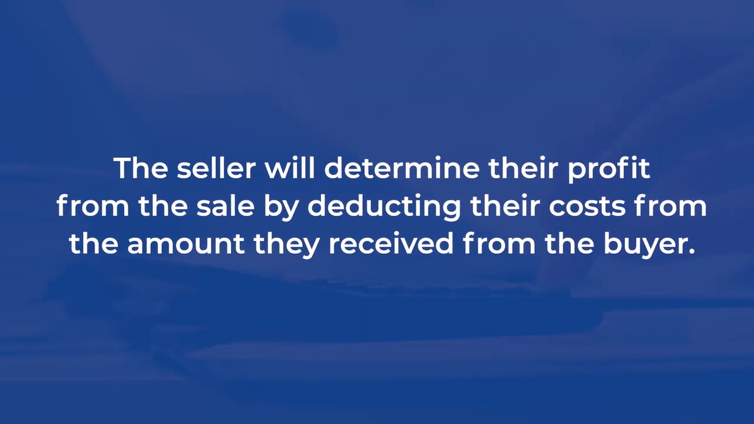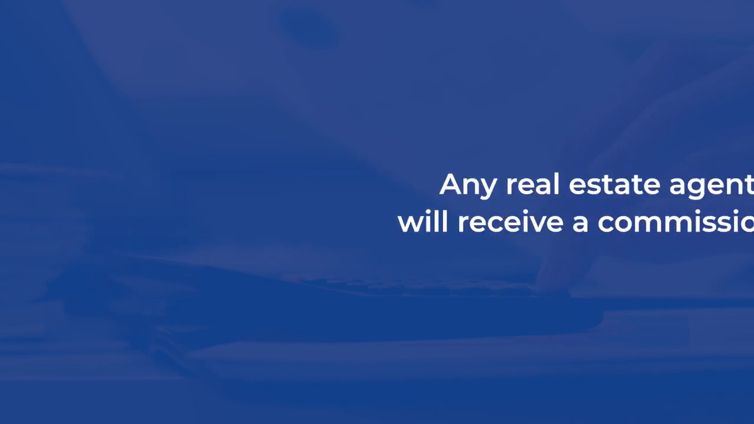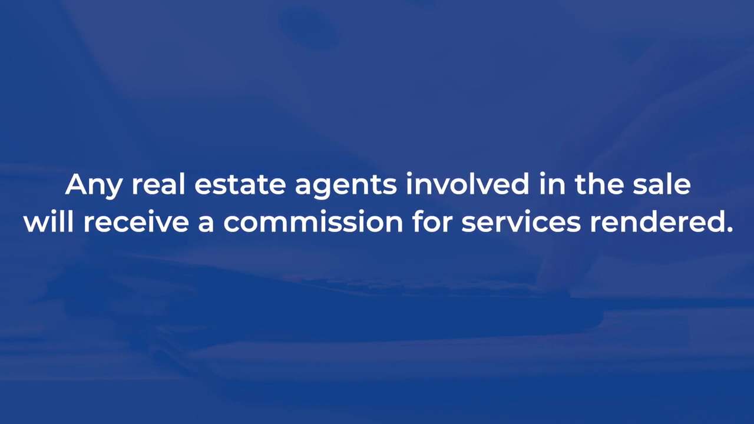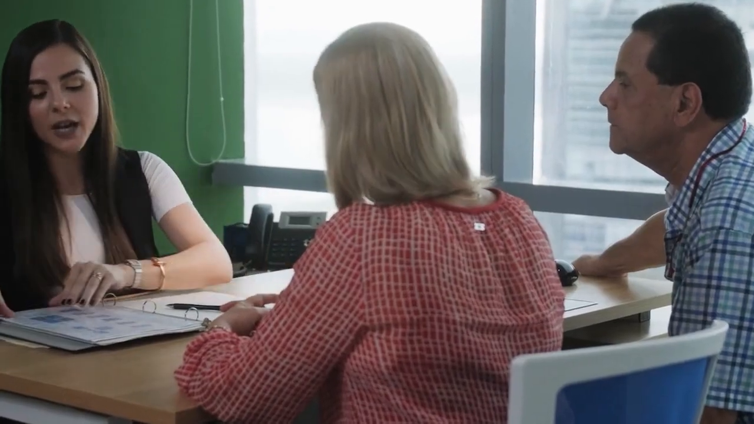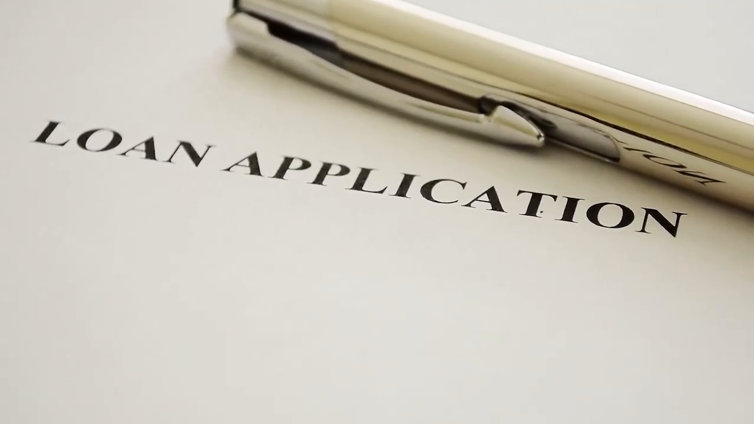The seller will determine their profit from the sale by deducting their costs from the amount they received from the buyer. Finally, any real estate agents involved in the sale will receive a commission for services rendered. In most cases, the real estate agent is paid a commission based on the sale price of the property. The commission can be further divided between agents and sub-agents. The last part of this class will focus on loans and the concept of interest.